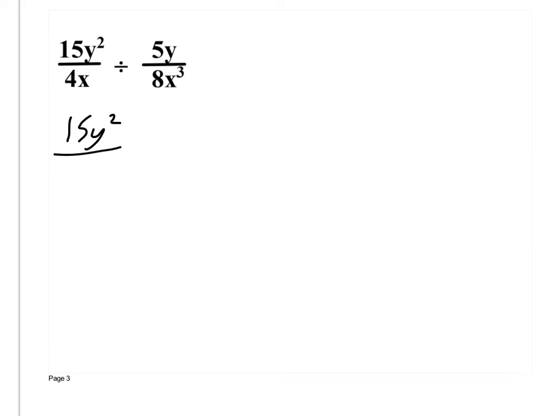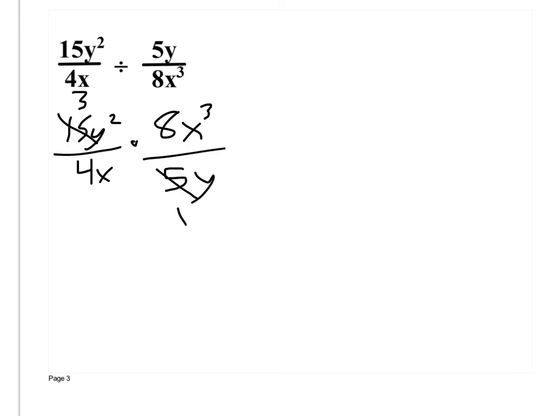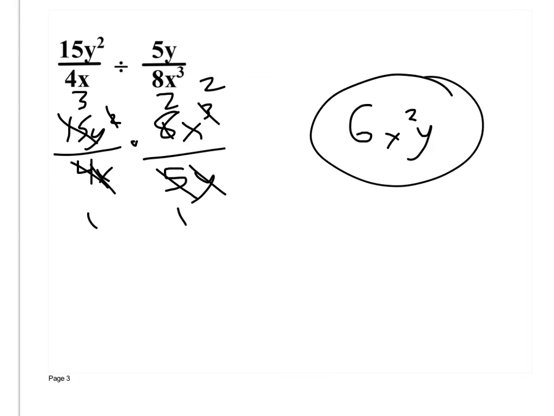Alright, we have 15y squared over 4x divided by 5y over 8x cubed. So I'm going to rewrite this, making it a multiplication problem, timesing by the reciprocal. Then I get rid of 5. I get 5 out of that, I get 3, get rid of a y, leaves me with 1 y. X would cancel out, I got 2 there, 1 there, give me 2 there. That gives me 2x squared y. Or 6y x squared, same thing.